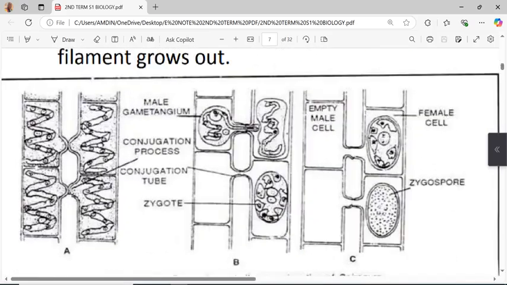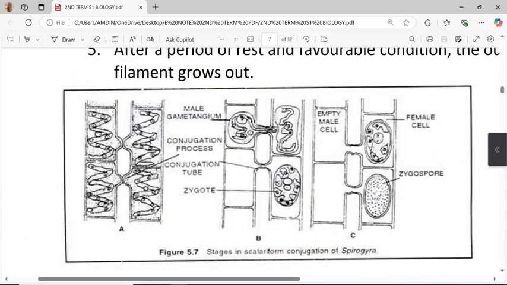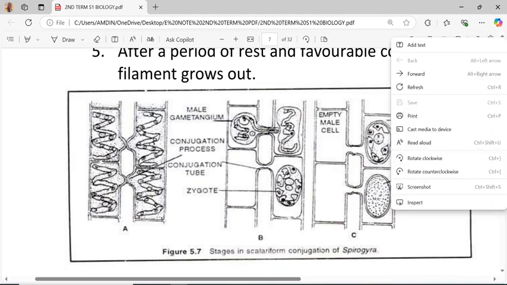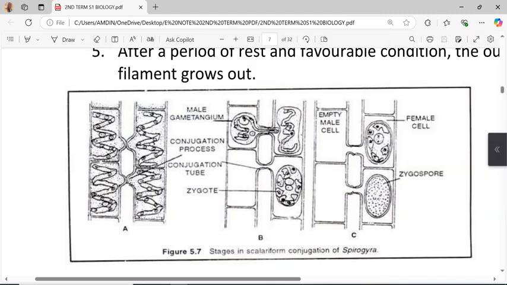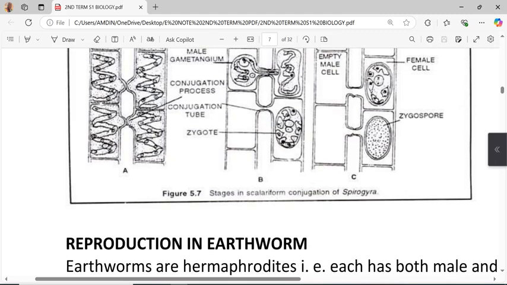You can look at the diagram. This is where the filaments come together to create a conjugation tube. The mobile nucleus is termed the male nucleus, which passes through the conjugation tube and fuses with the female nucleus. When this is formed, a zygospore with a zygotic nucleus results, which when conditions are favorable can develop into a new filament.